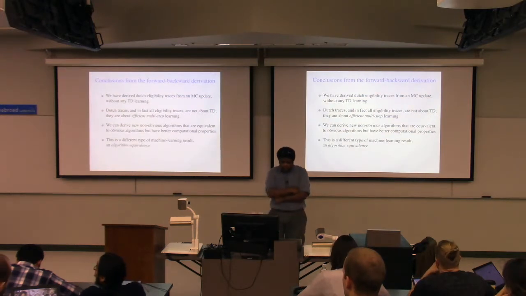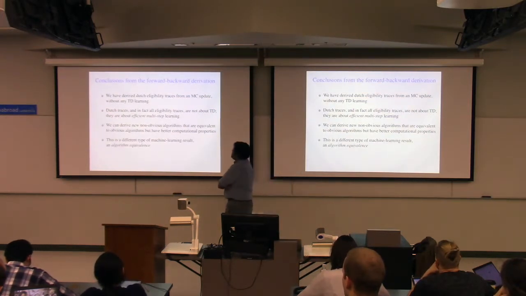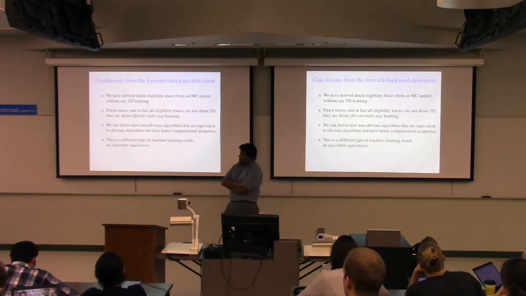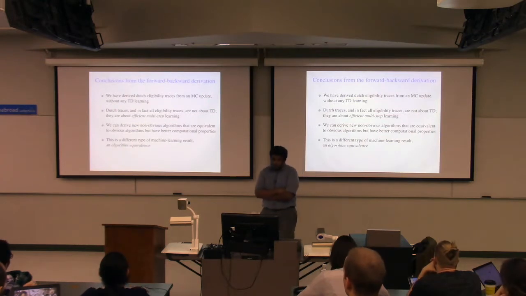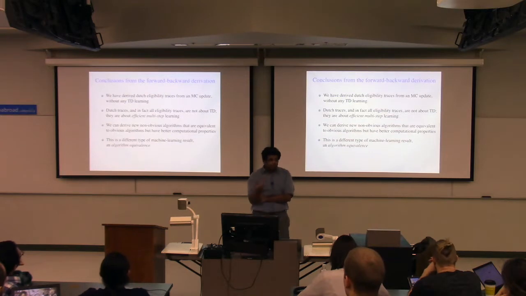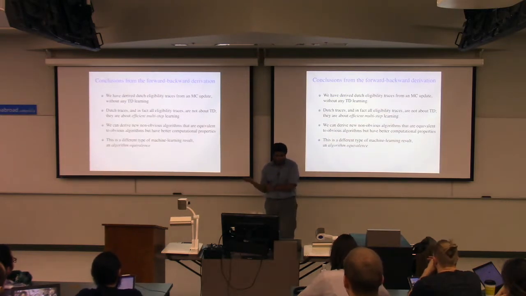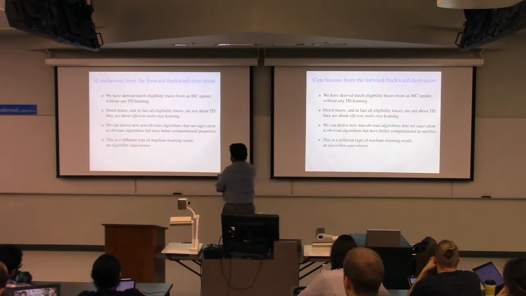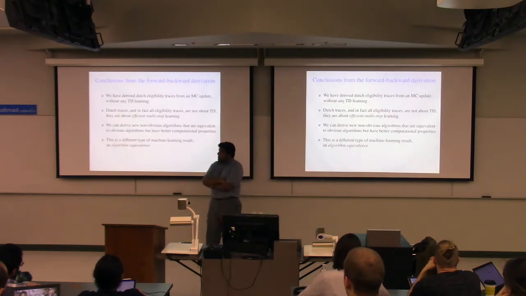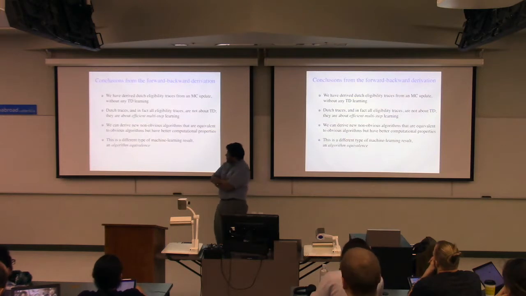Okay, so this shows Dutch eligibility traces from Monte Carlo update without any TD learning. If we go back to the true TD, those equations are basically analogous to these Monte Carlo ones. The derivations are just a bit more involved. The whole point of Dutch traces as opposed to accumulating traces is not really about TD at all. It's just about efficient multi-step learning, right?